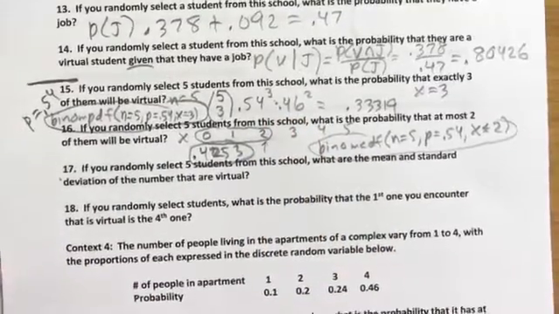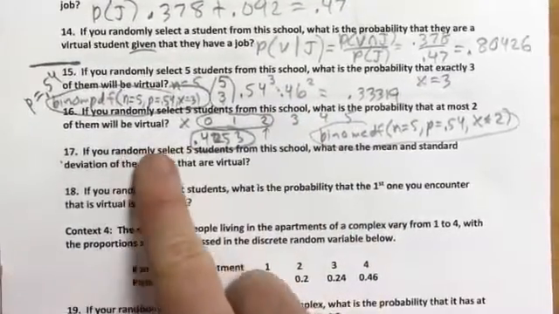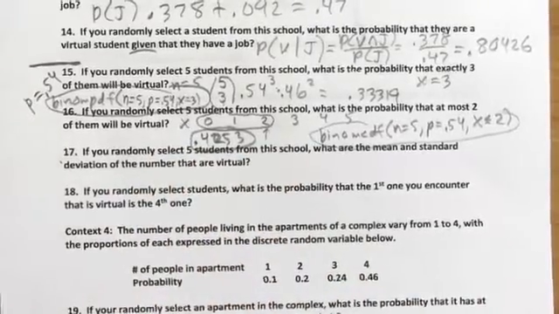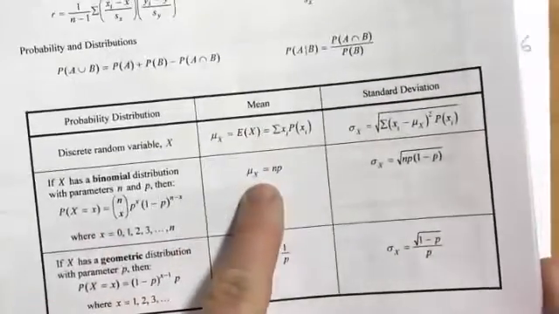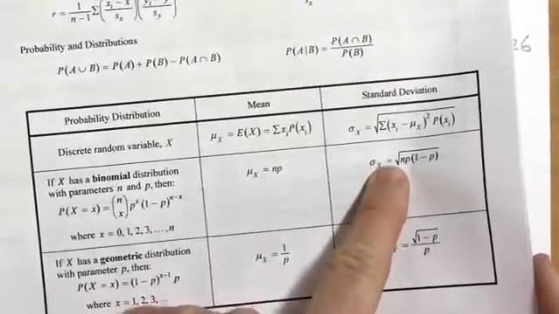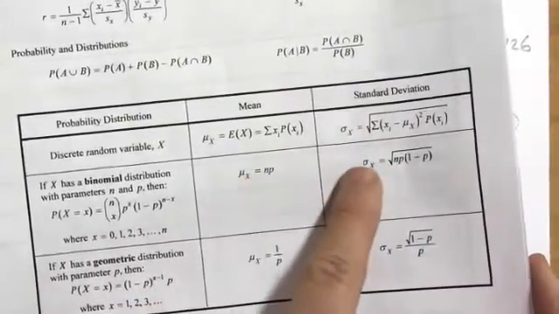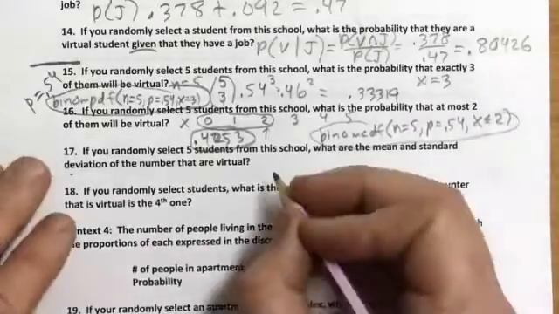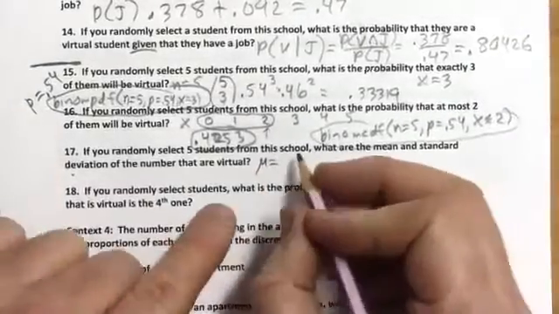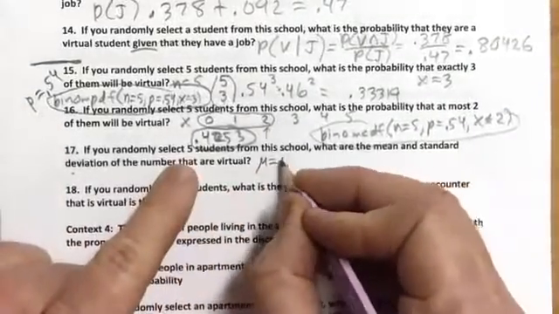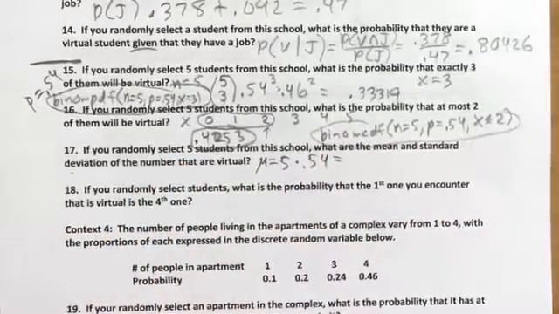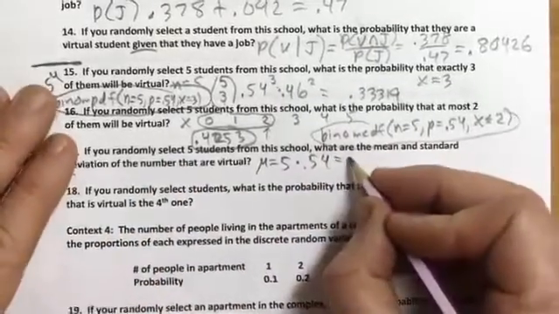All right. So then it asks, if you randomly select 5 students, what are the mean and standard deviation for the number of virtual? Binomial situation, that's your mean, that's your standard deviation. Your mean is n times p, your standard deviation is that, and don't round it to the nearest integer, by the way. So our mean is equal to n times p, and so our n is 5, and our p is 0.54, and when you multiply that, you get 2.7.